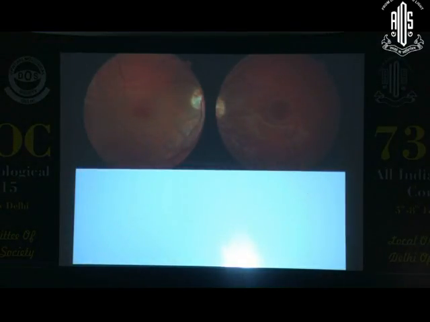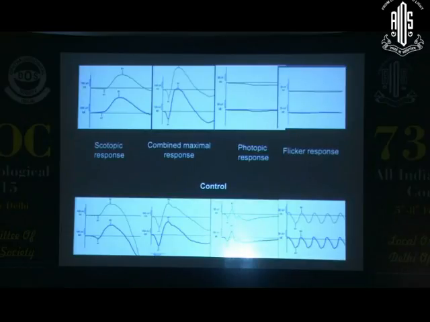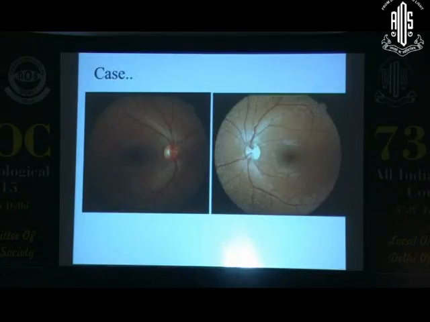So it's essential not to label these children as malingerers, because it's often easy to say that, oh, the fundus is normal, I think he's malingering. Especially from the poorer background, if you see children who don't want to go to school and so on, it's easy for us to say that this child is malingering. So that's the completely normal rod response and a completely flat cone response. So this is the rod monochromatism or the achromatopsia that we were talking about.